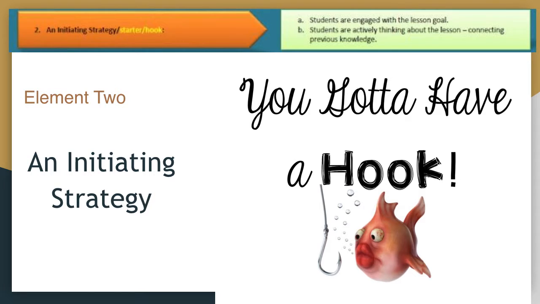Our second element is the initiating strategy, or the hook. Now, the purpose of an initiating strategy is to help students frame their thinking and to focus on the concept at hand. The most important part of a lesson occurs during the first 5 minutes. If the activity engages students right away, there will be enough sparks to fly for the rest of the lesson, and your job will be relatively easy.